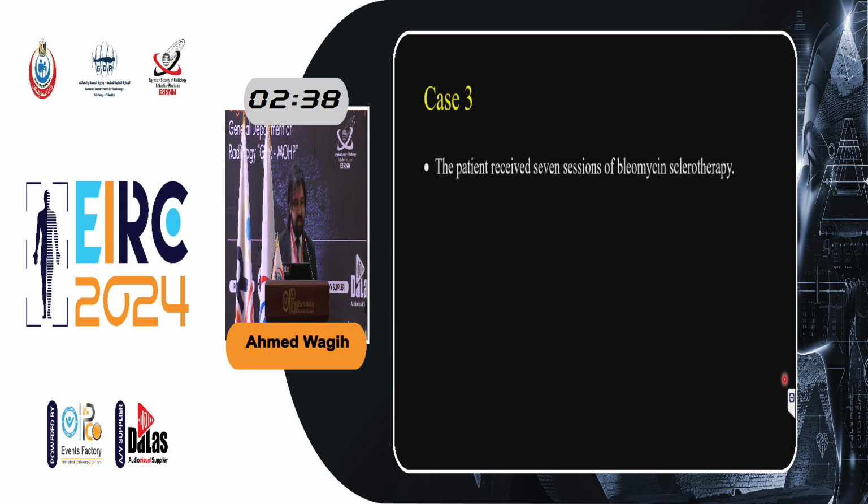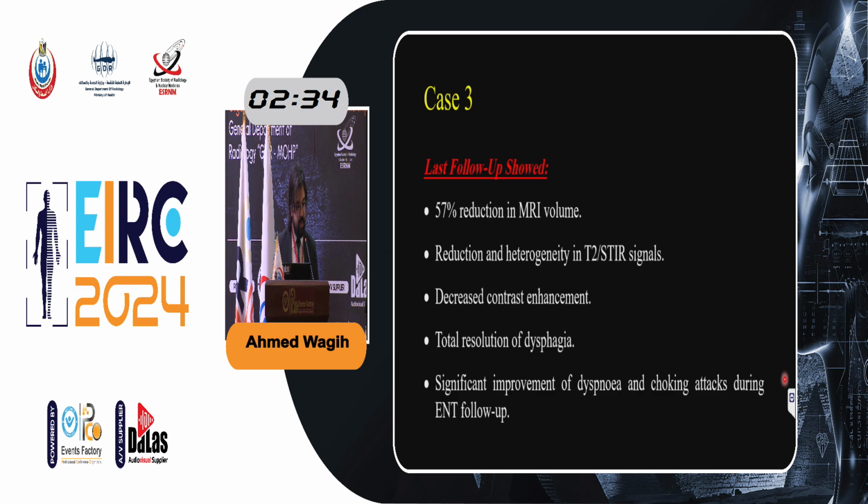This patient received 7 sessions of bleomycin sclerotherapy with 57% reduction in MRI volume on follow-up study, reduction in heterogeneity of T2 and STIR signals with decreased contrast enhancement, and total resolution of dysphagia. And during the ENT examination, he showed significant improvement in dyspnea and choking attacks.